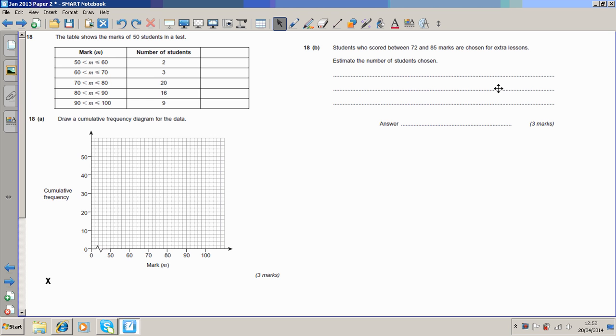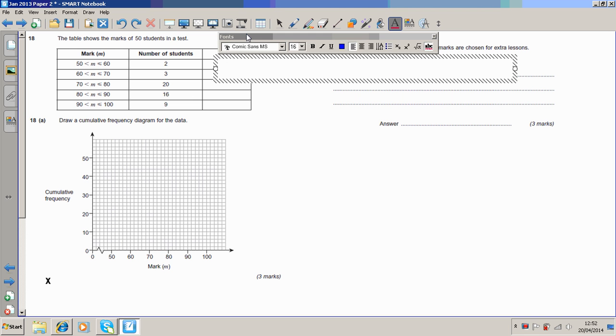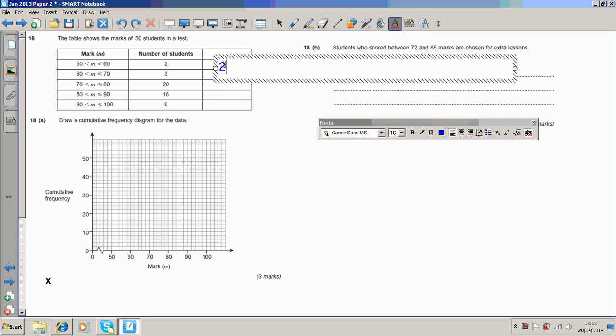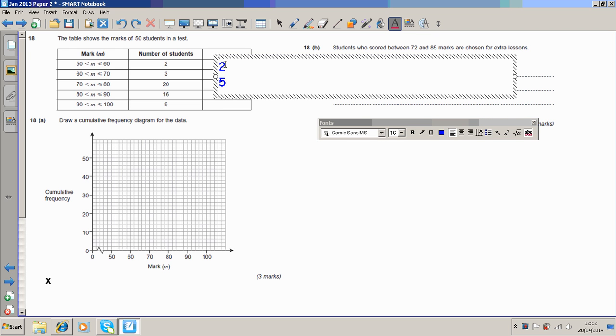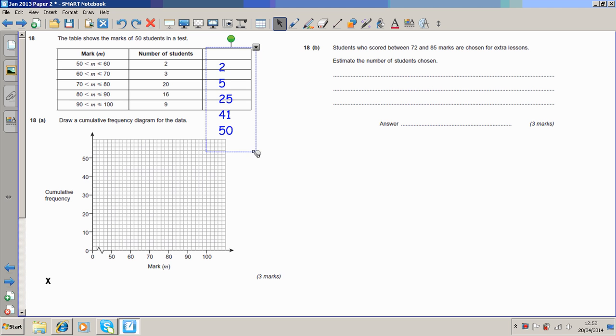Number 18. Draw a cumulative frequency diagram for the data. Okay, so I like cumulative frequency diagrams. All that means is a running total. So we've got 2, and then we're going to add on the 3 and we get 5. Then we're going to add on 20, we'll get 25. Then add on 16, 41, and then we add on 9 and we get 50. So it's just a running total of what we've got. And you should get it right if you've got 50 students, and it comes to 50 over there.